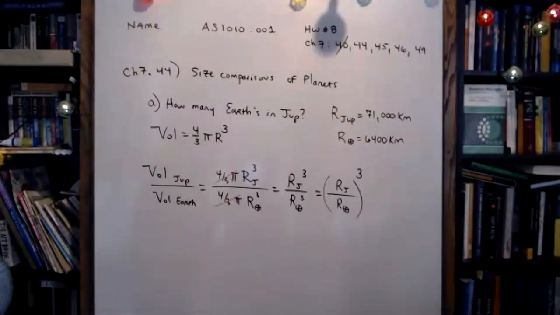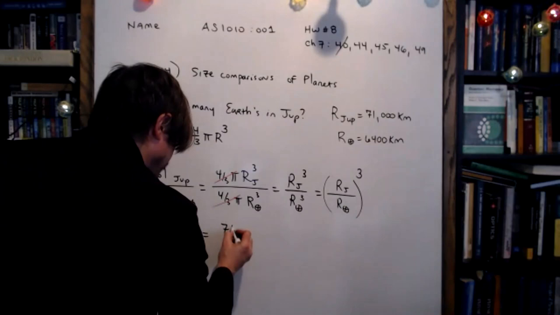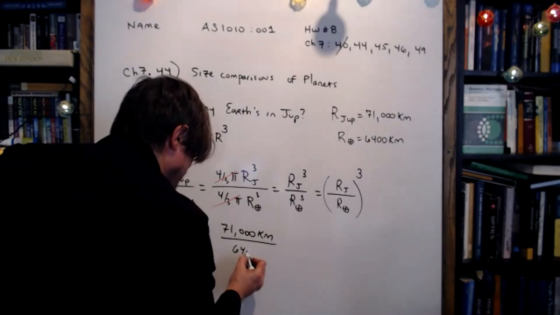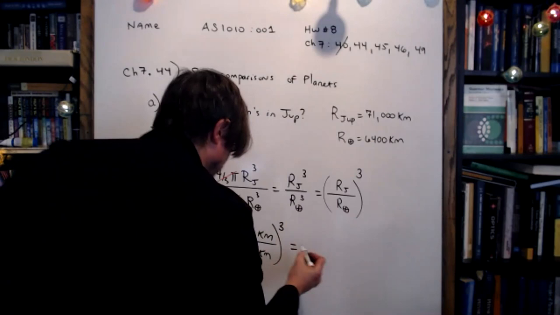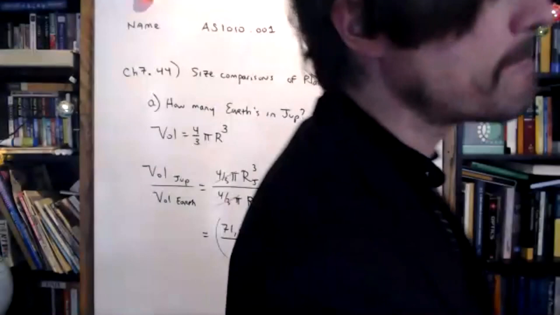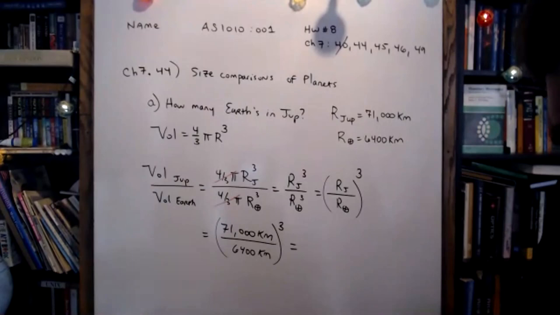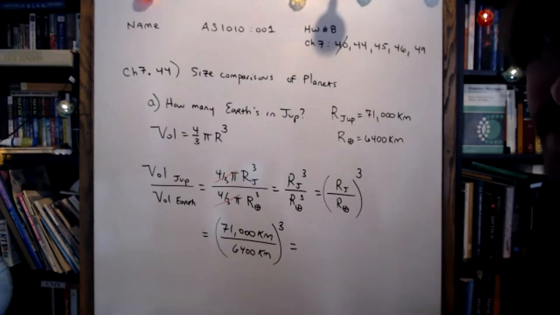So in other words, 71,000 kilometers over 6,400 kilometers, and then cube. Go ahead and do that for me. What'd you get, Matt? Just say it out to me.